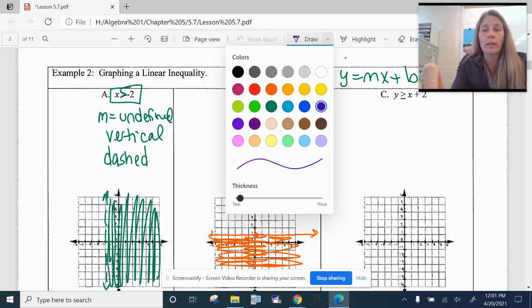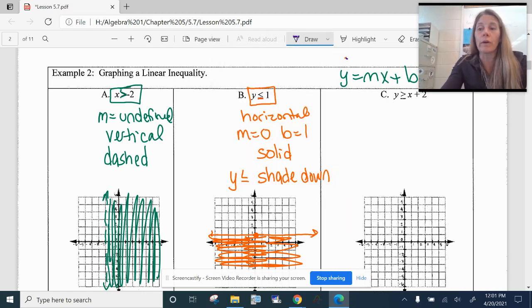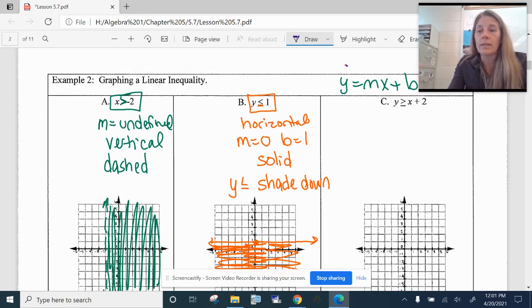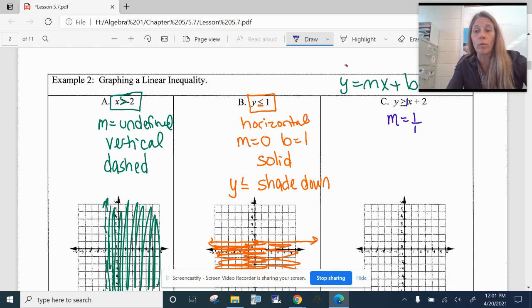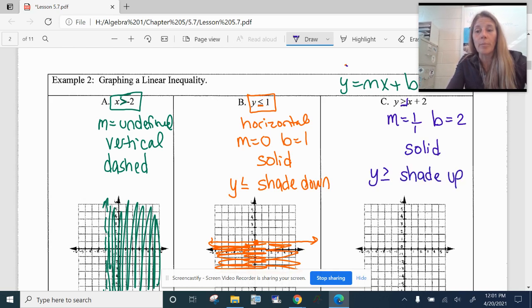All right, so now we're going to get into some that are actually two variables. So we take a look at example C. It's already set up for us in the slope-intercept form. So we would want to identify our slope, which in this case would be +1, or you could put 1 over 1. And our y-intercept is +2. We can see that this is going to graph a solid line, and the y is greater than is telling me that I'm going to shade up.